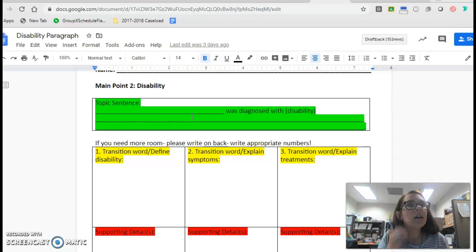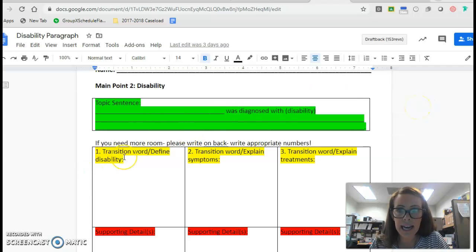Like if you know how old they were, or like I know Whoopi Goldberg was diagnosed in high school and she dropped out of high school because of it, because she didn't get the help that she needed apparently. Any information like that would be good.